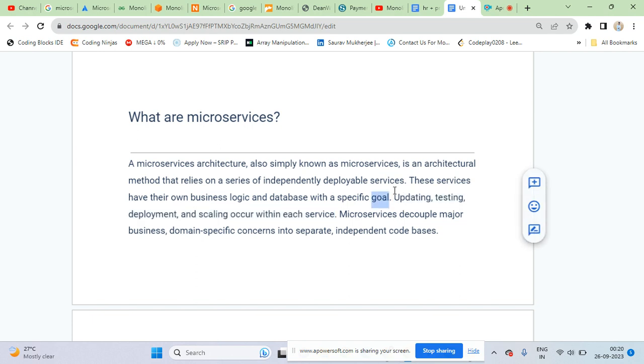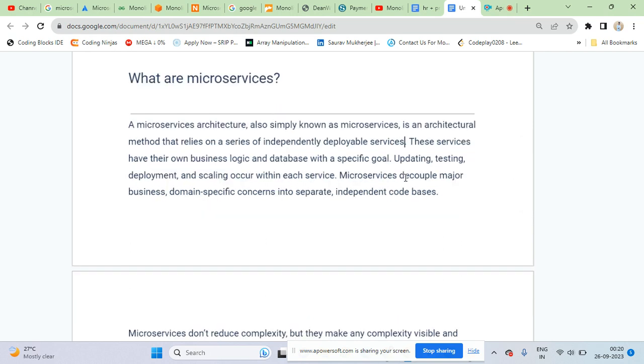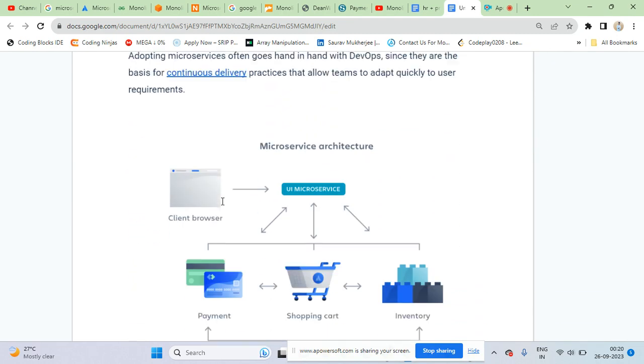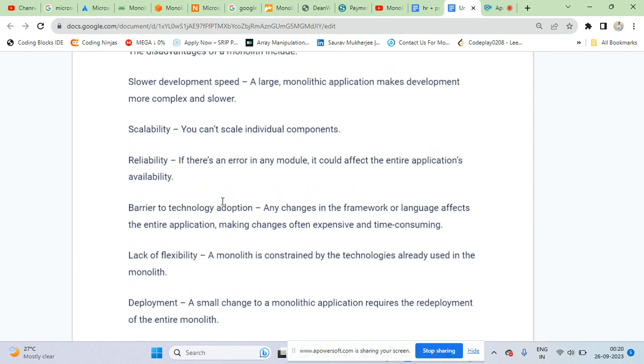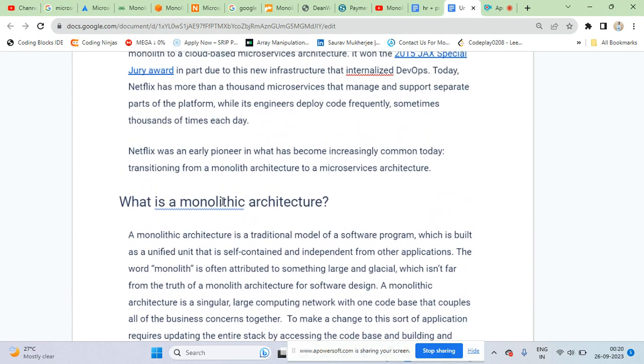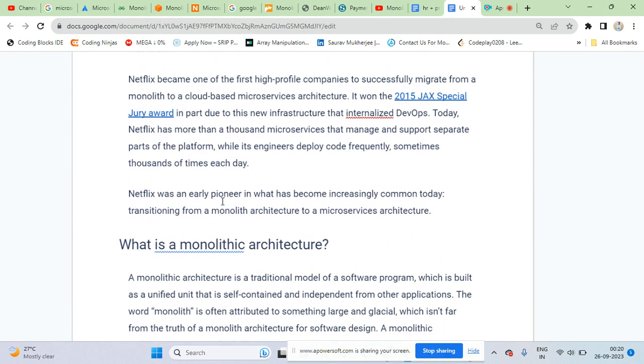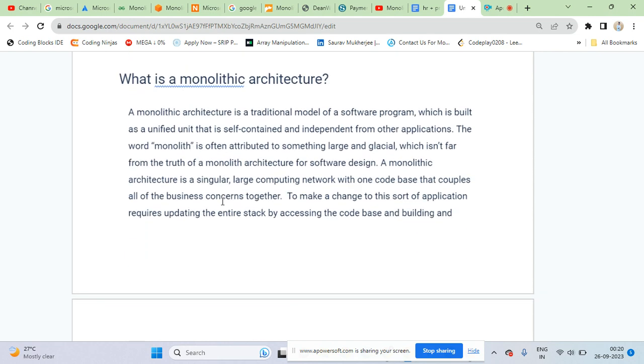I think coupling and decoupling is clear. The architecture has a single code base versus independently deployable services. That is clear, and this is the main part. After that, you can talk about their advantages, disadvantages, and what they actually are. What they bring to the table is that they decouple things, which makes it easier, but also a bit more complex.